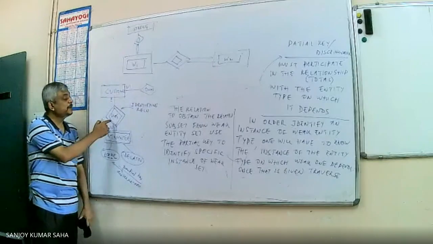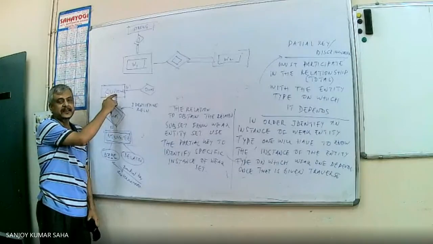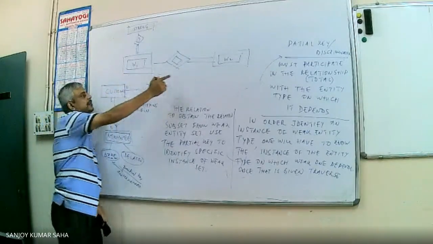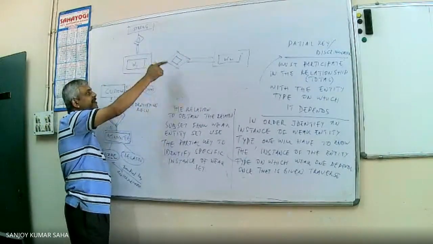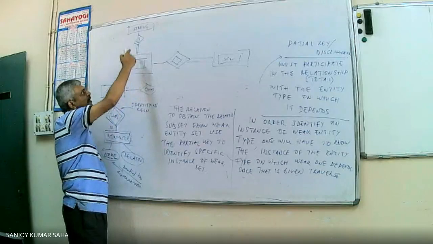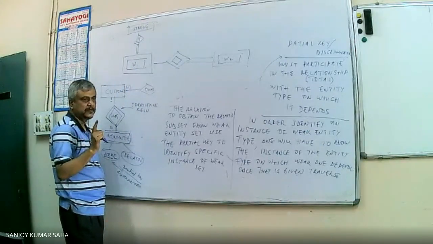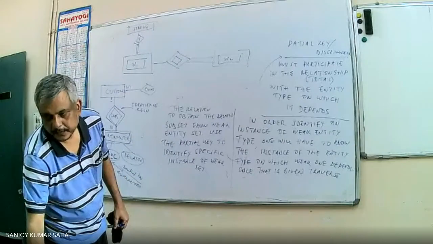So that's why I have said all the time that it is depending on another entity type that may be strong, that may be weak. But obviously, if it is depending on a weak one, at some point in the chain, the weak entity type must have dependency on some strong entity type. Otherwise, we cannot identify those things.